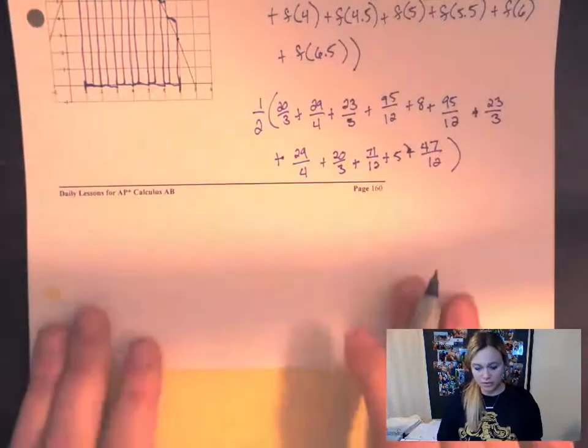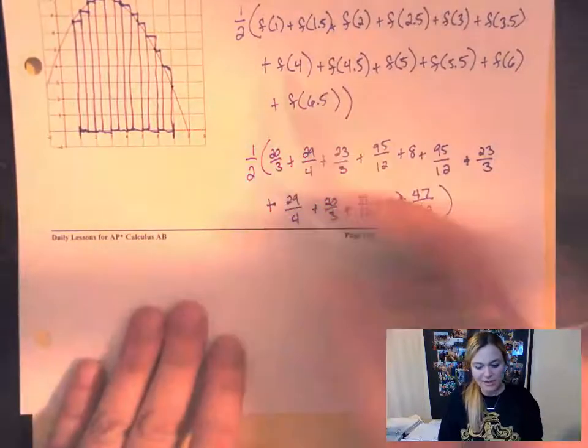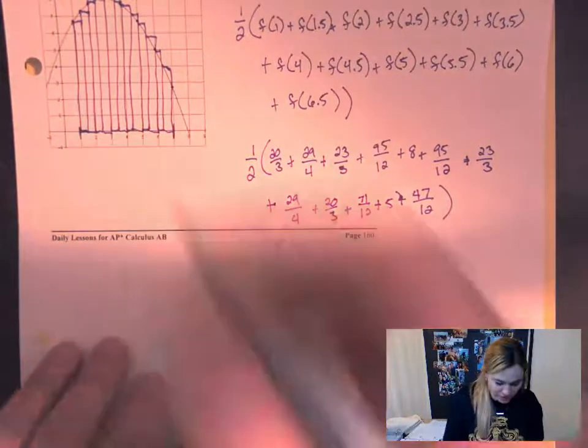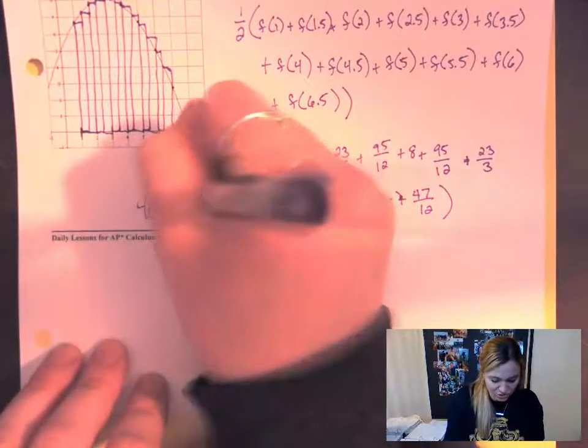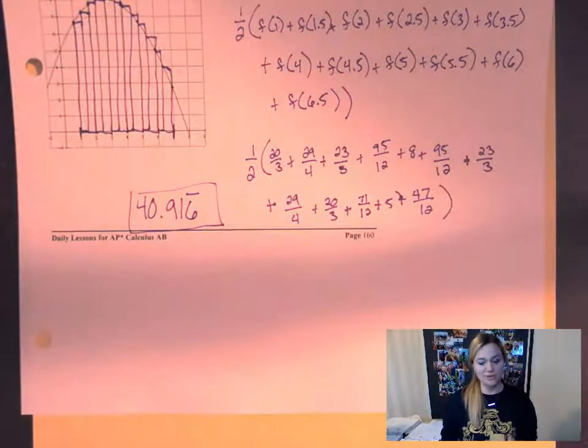So, there you go. If you got this and you feel comfortable with that and you just want to skip to the answer, you can do that. The answer for this one is 40.916. It's actually repeating if you want that, but you only need 3 places after the decimal. That would be the area for this one. So I'm getting closer and closer and closer.